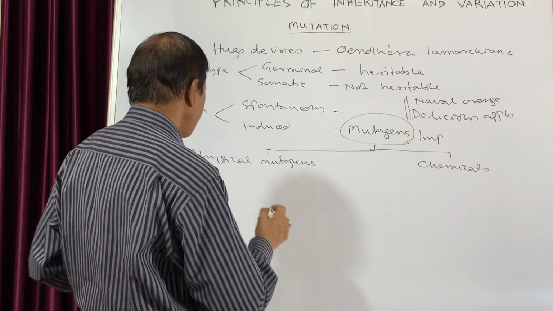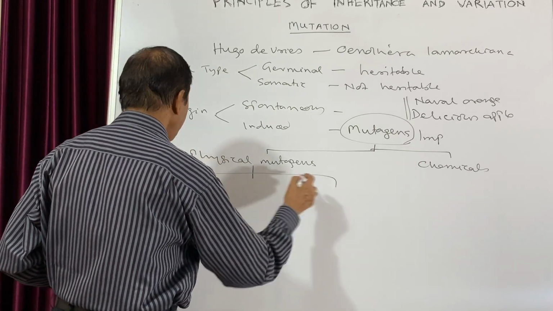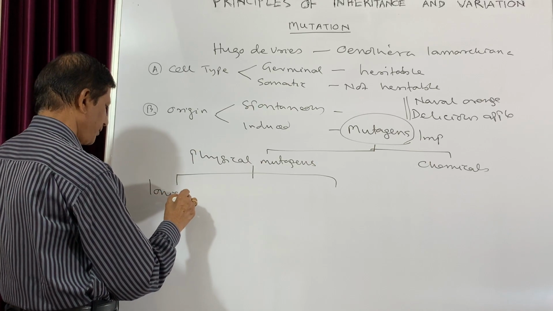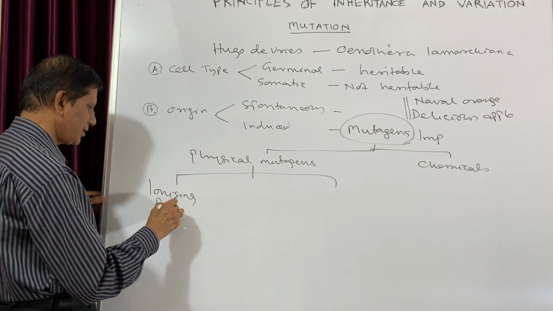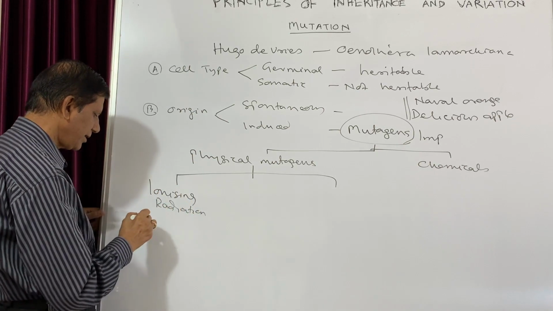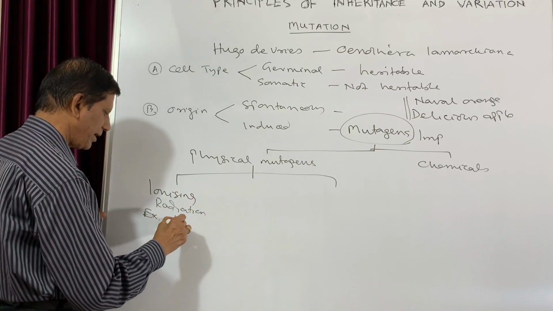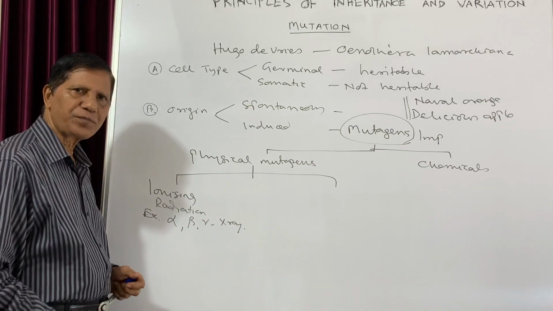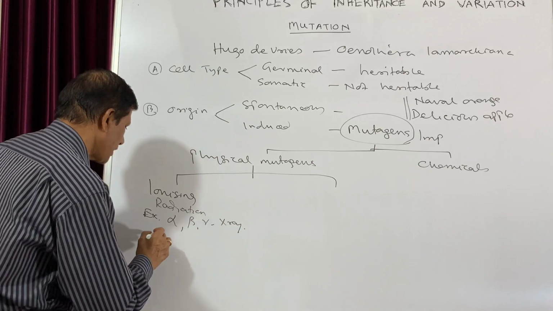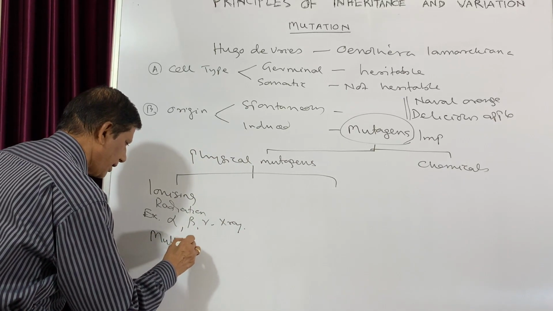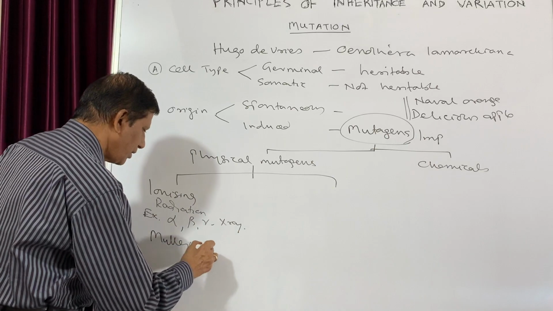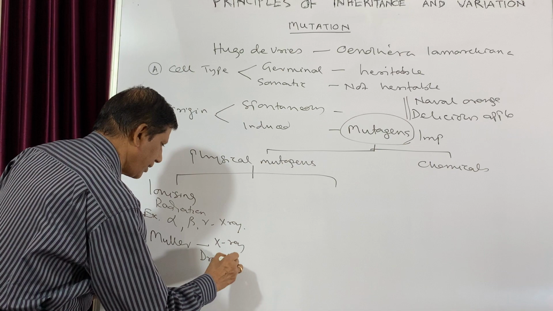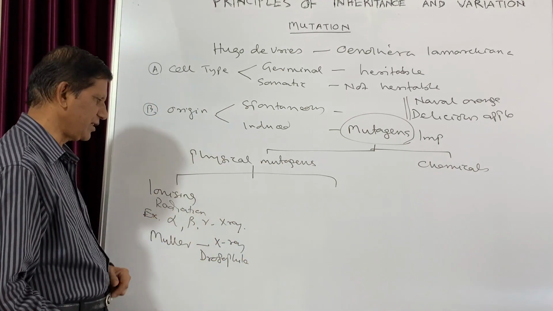The physical mutagens, these are again of different types. They may be ionizing radiations, and what are the examples? Example, it may be alpha ray, beta ray, gamma ray, X ray, all these are. And one scientist known as Muller, he is the first person to use X-ray in Drosophila to induce mutations, the first scientist.